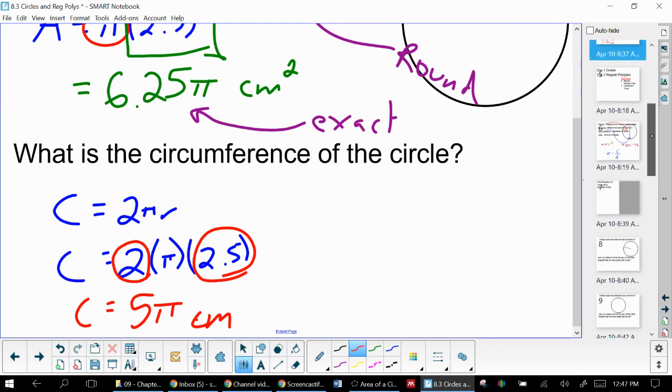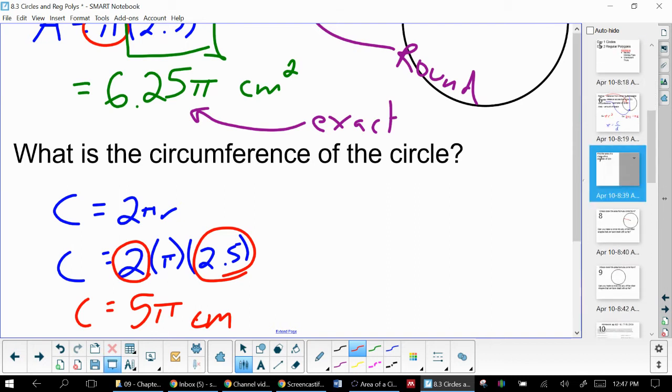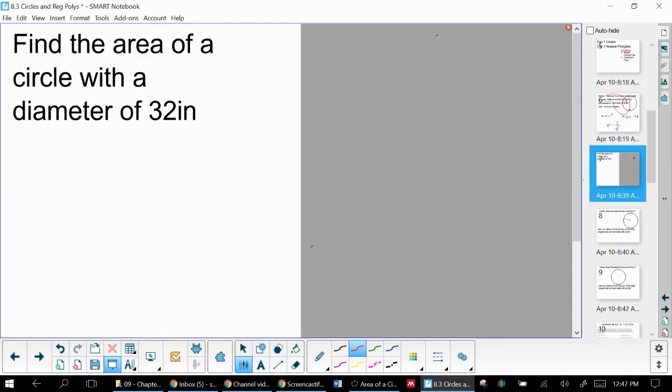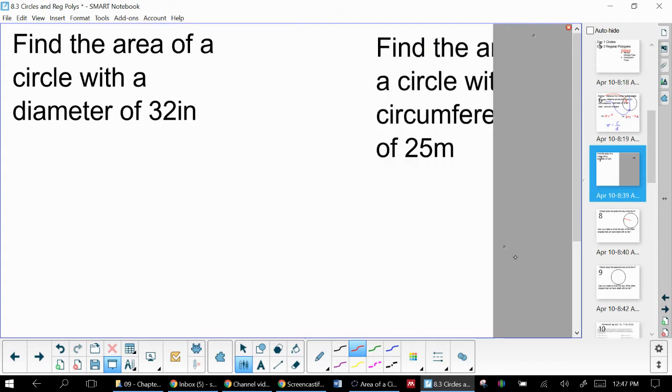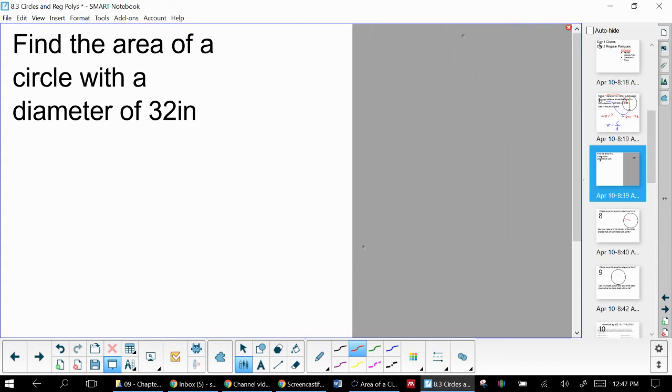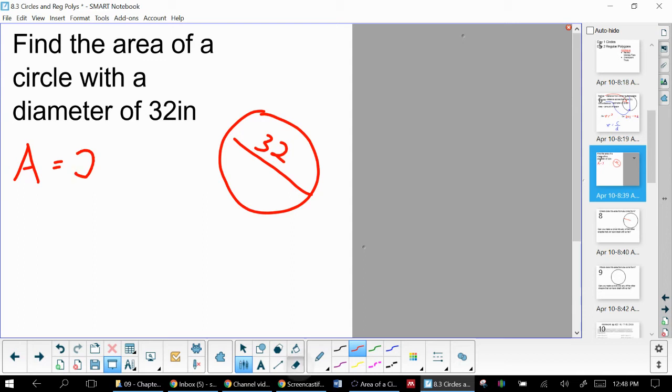Okay, let's go ahead and take a look at our next one here then. This one's kind of working backwards now. We want to find the area of a circle with a diameter of 32 inches. And so if I draw this out, I know the diameter is 32, but if you look into my formula for area, not circumference, we've got pi r squared.